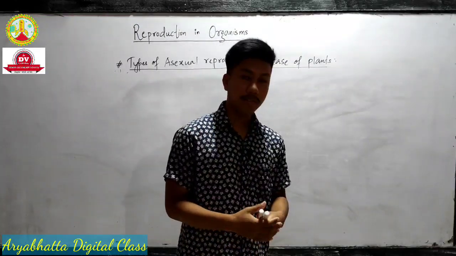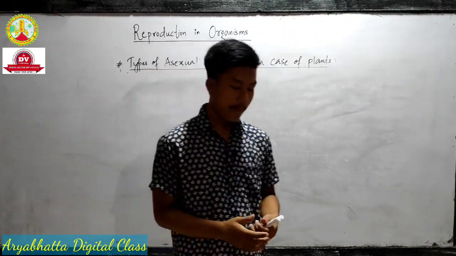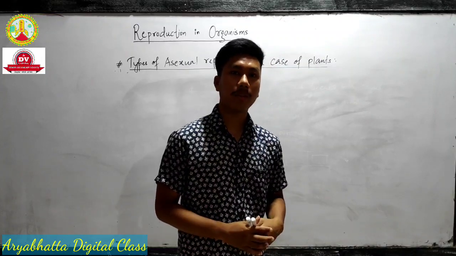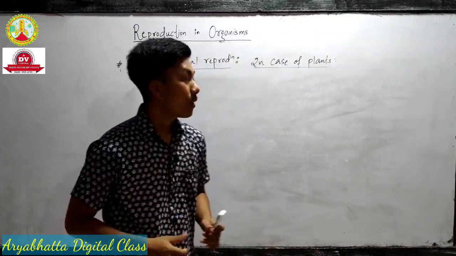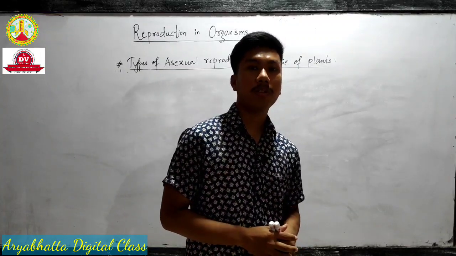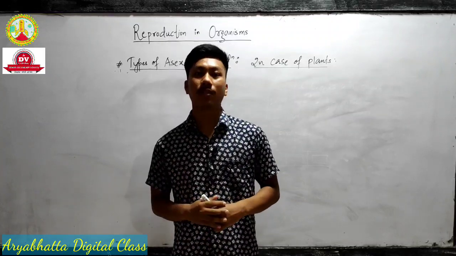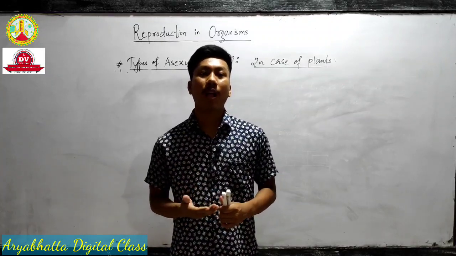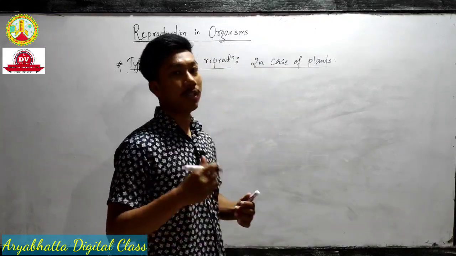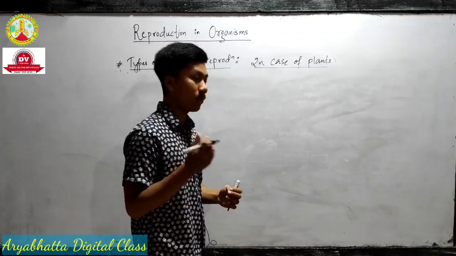Alright, let's come to the types of asexual reproduction in case of plants. We have discussed the types of asexual reproduction in case of animals. In case of plants, the asexual reproduction that is produced is known as vegetative propagation.